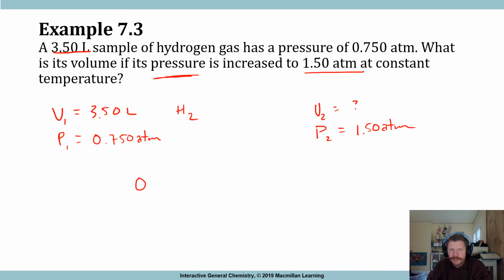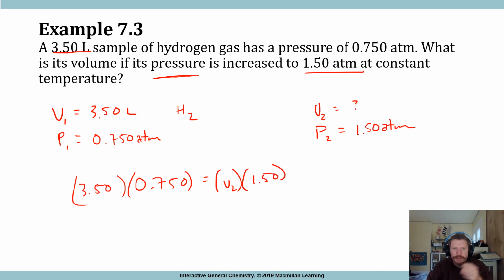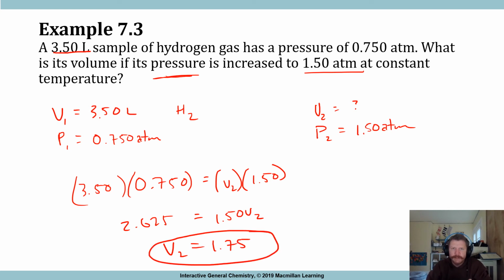So we could set this up as 0.750 times 3.50 is equal to V2 times 1.50. I'm going to punch this into my calculator. 3.5 times 0.75 is 2.625 equals 1.50 V2. So divide that by 1.50, and that gives me V2 is equal to 1.75. There we go.